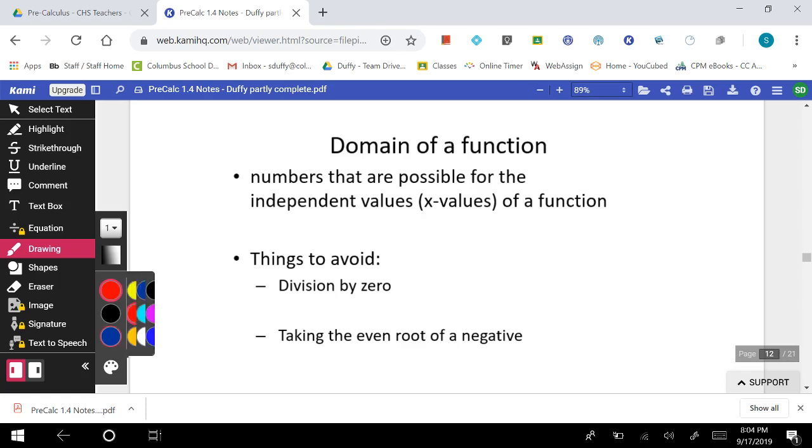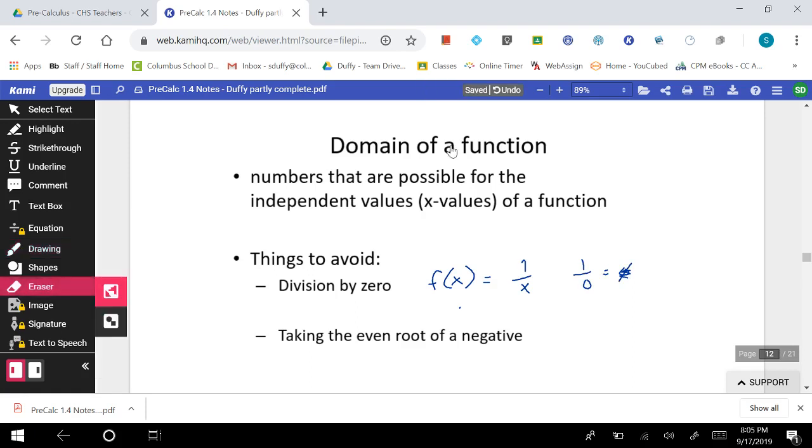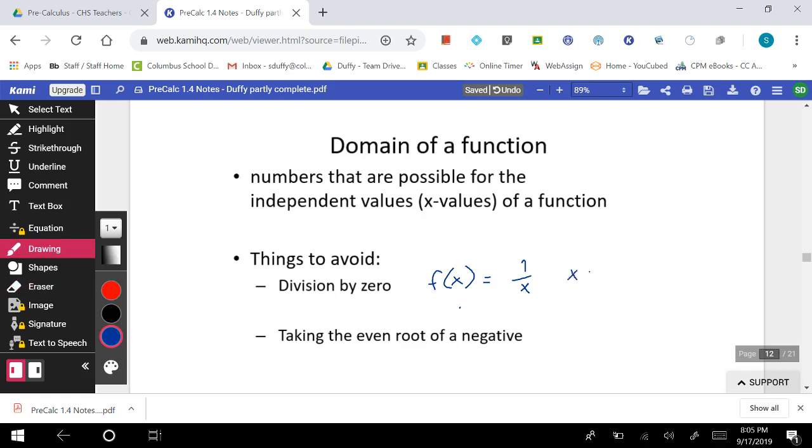So if we have an equation that looks like this, f of x equals 1 over x, we know that we cannot plug in 0 because 1 divided by 0 gives us no solution. So what we would say about this function is that x can't equal 0. Can it equal any other value? Sure. Plug in any other value and this equation 1 over x will work.